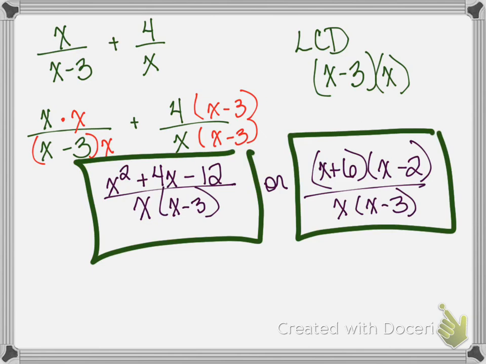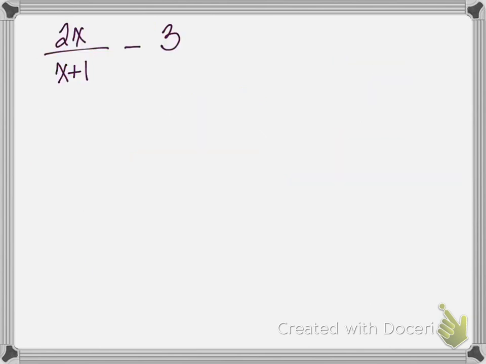Okay. One more, and then we're going to do a division problem before we go. Okay? Here I have 2x over x plus 1 minus 3. What's the 3 over? 1. Yes, it is over 1. Yeah, Mark.